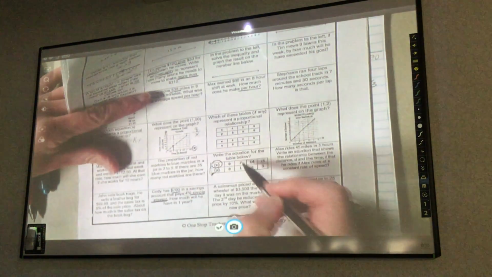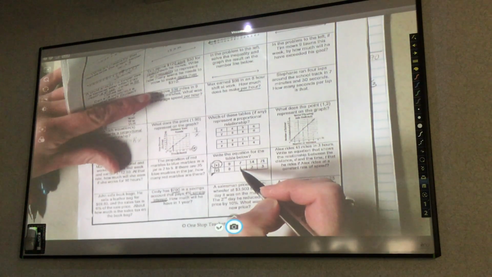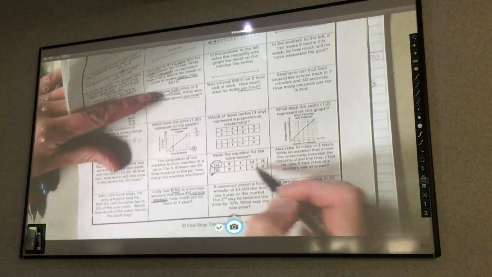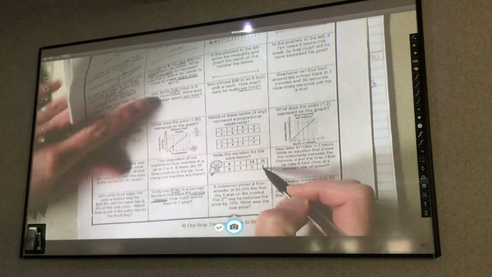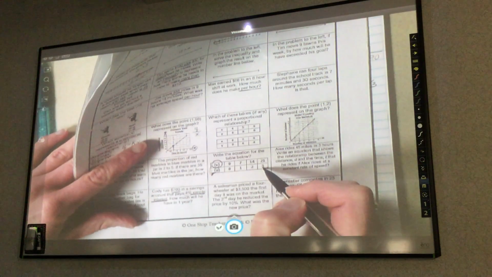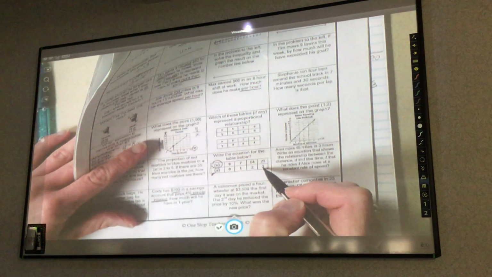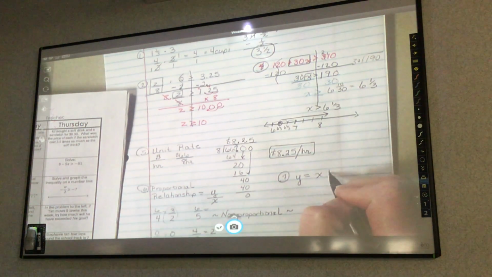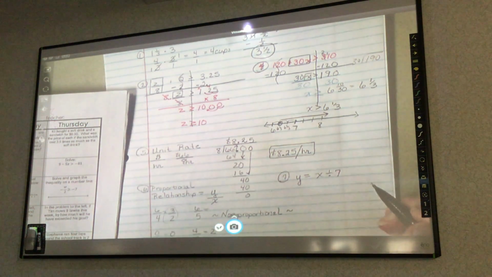How do I get from 7 to 1? Divide by 7. How do I get from 14 to 2? Divide by 7. How do I get from 21 to 3? Divide by 7. So what am I dividing by 7? X. So it would be y equals x divided by 7.